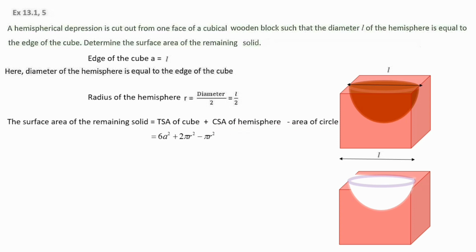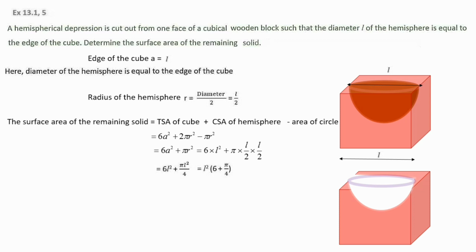So let's substitute the formula. TSA of cube, that is 6a square, plus CSA of hemisphere, that is 2 pi r square, minus area of circle. The area of circle formula is pi r square. Now 2 pi r square minus pi r square, we can do the calculation, that is 6a square plus pi r square. So 6a square, where a is given as the side, that is L. So 6 into L square plus pi into r square, radius is L by 2, that is L by 2 into L by 2. That is equal to 6L square plus, when you multiply here, pi into L square by 2 into 2, 4.